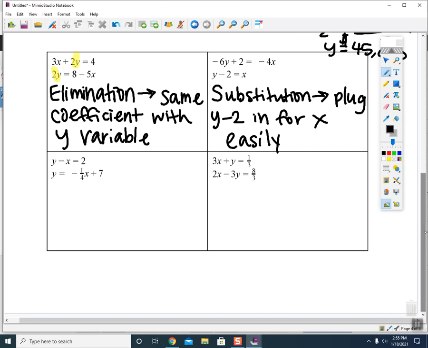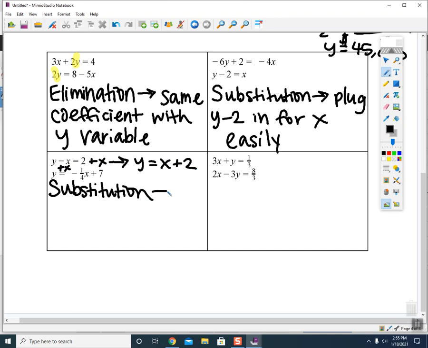So if we look at the next one, y minus x equals 2, and y equals negative 1/4 x plus 7. Here's another one where I would use substitution. It takes a little bit of manipulating, but not really much. I would add x to both sides. So then I would just have y equals x plus 2 over here. I would do that because then I could plug x plus 2 in for y easily, right? So this would be the best option for this one.